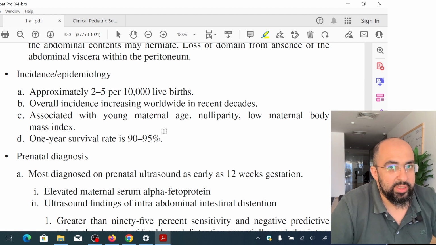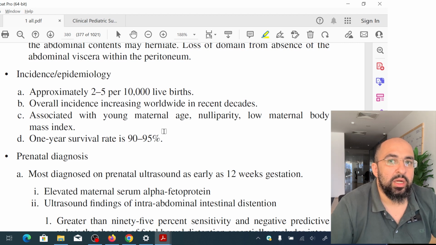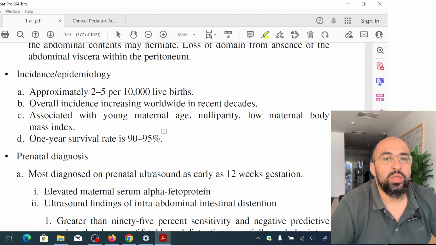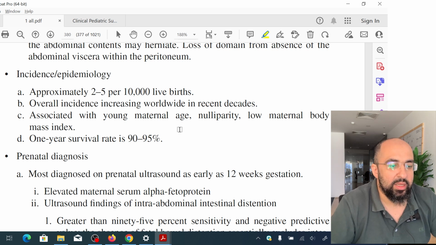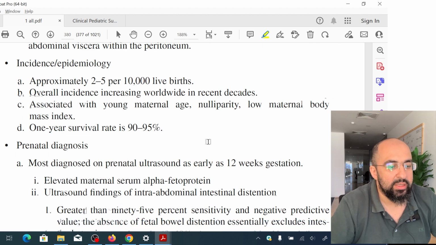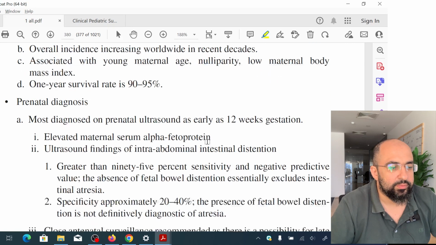One year survival rate is from 90 to 95%. Actually, the 5 to 10% are allocated for the cases with severe complications in the intestine or severe complications that are syndromatic. Cases that are syndromatic have comorbidities, and this is not common.